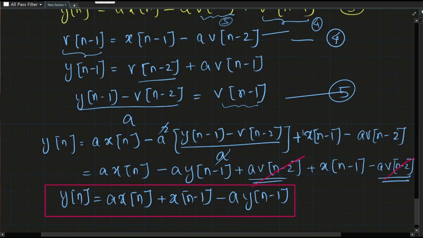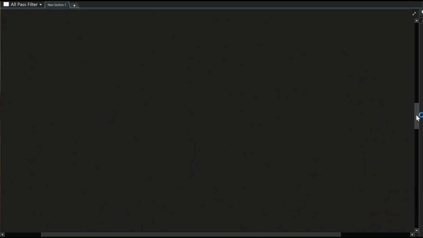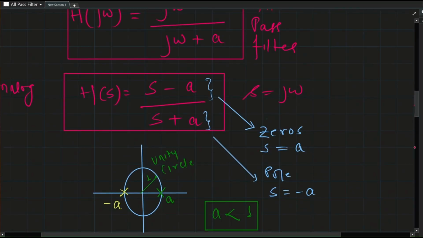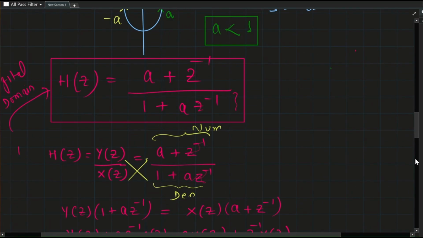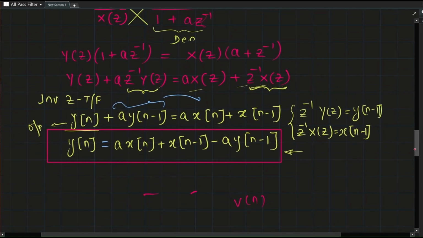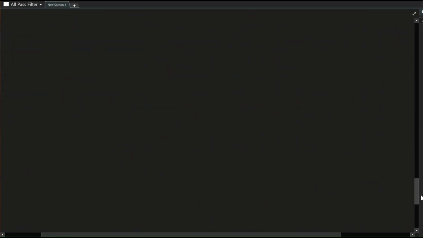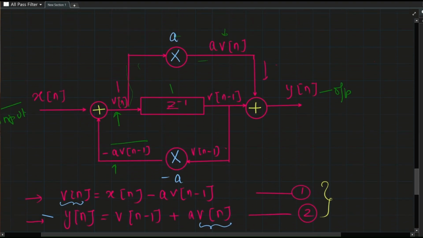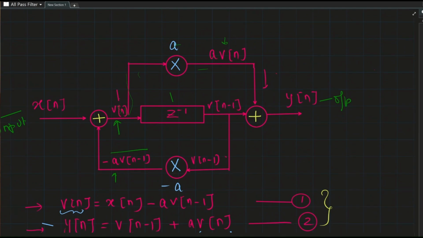And this is exactly the same as, let's call it 6. This 6 is exactly the same as I had shown here. So again, a multiplied by the input plus the delayed version of the input, and minus a multiplied by the delayed version of the output, which means this filter structure that we derived here is nothing but an all pass filter.